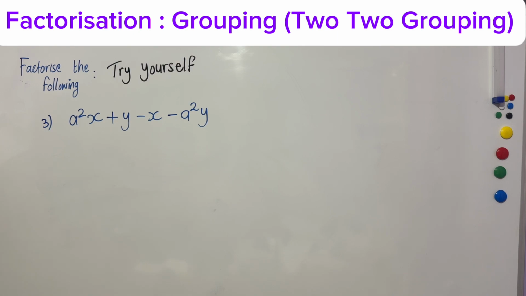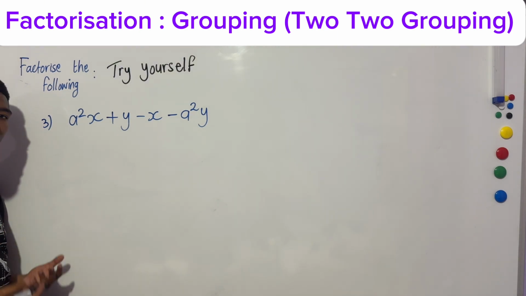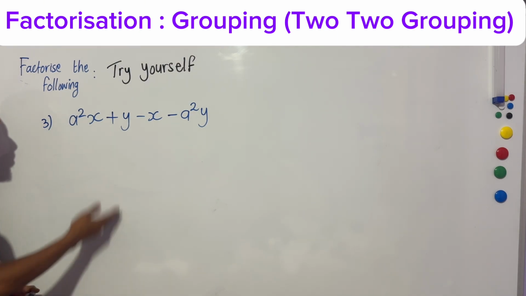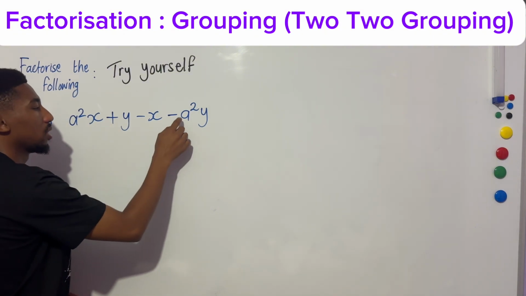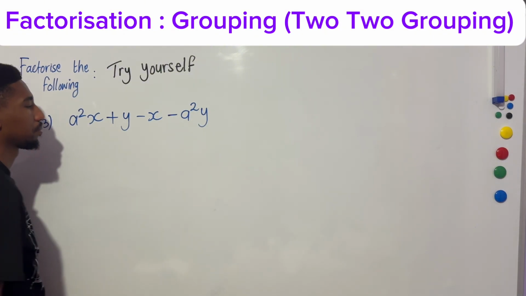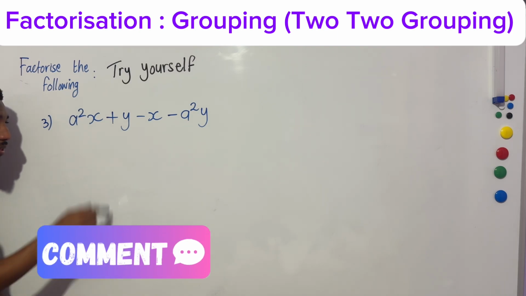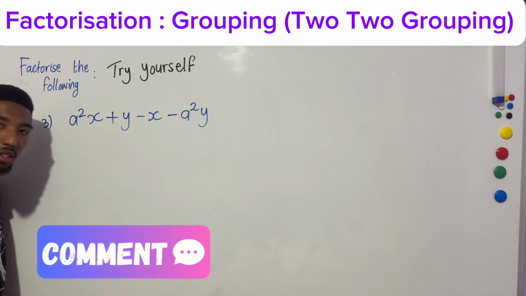Let's have a look at the last one, which you will be checking your understanding and trying for yourself. Ax squared plus y minus x minus a squared y. Try it. Send your answer into the comments.